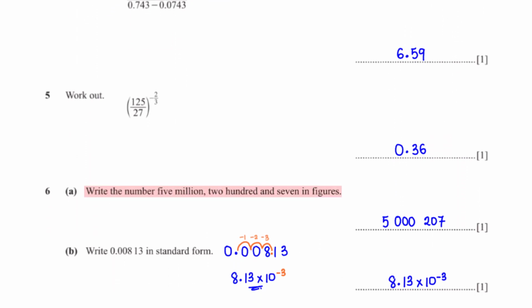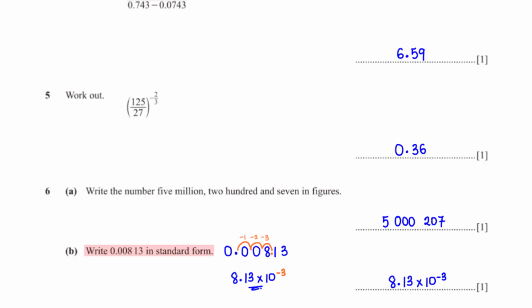Write the number 5,207,000 in figures. Here is the number in figures. You can confirm this by typing 5 million plus 207 onto your calculator.